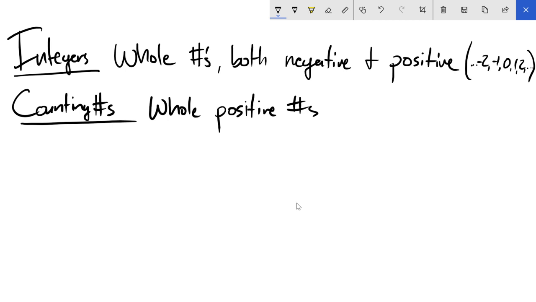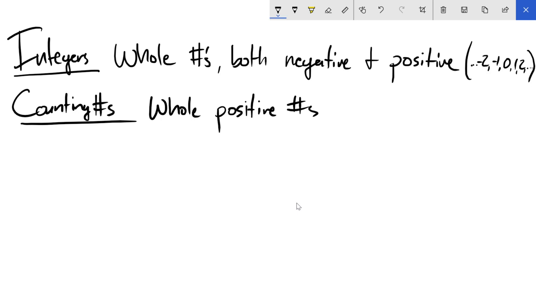We're going to deal with lots of different number types in this class, so I'm starting to define them now. The number systems just build on each other. First you start with all the whole positive numbers because that's what you use to count. Then you realize that you can go into negative numbers. When you put them together, all the negatives and positives, that makes the integers.